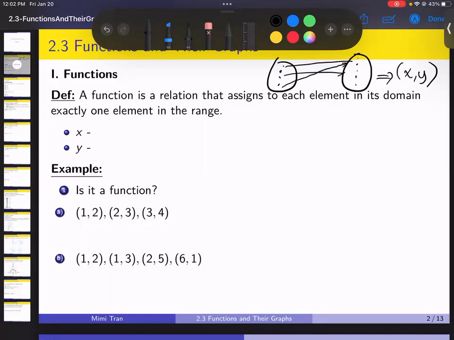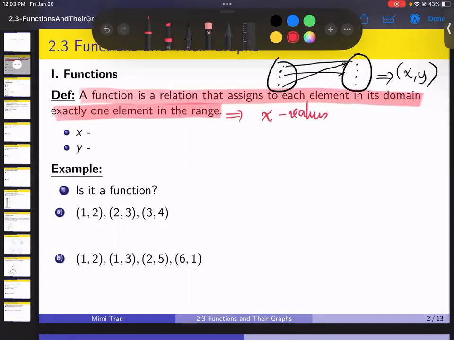However, each element in X is assigned to exactly one element in Y. So the function is a relation that assigns to each element in the domain, the X values, exactly one element in the range. What does that mean? Well, I'm not going to test you on how to memorize the definition, but what you need to know from this is that X values cannot be repeated. That's the informal way to remember it.